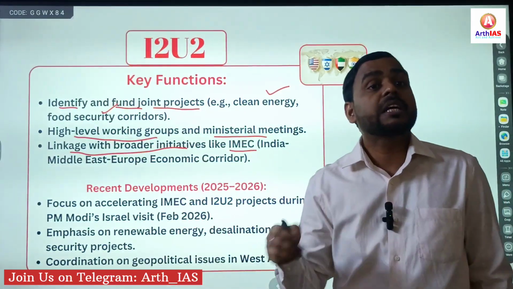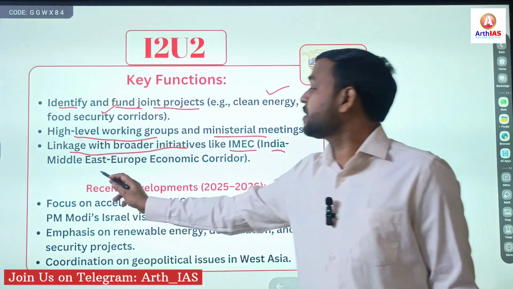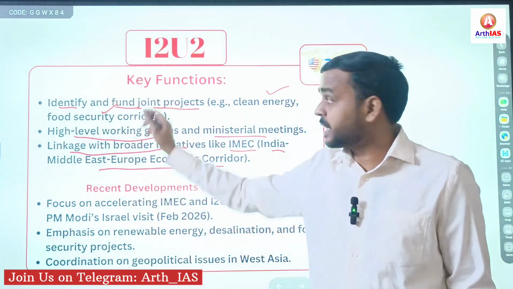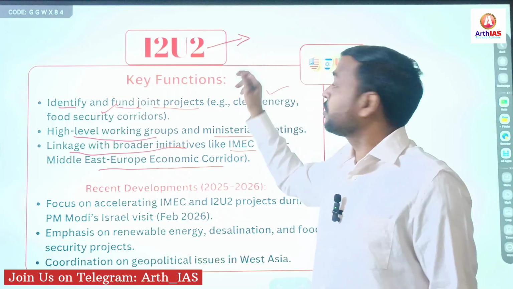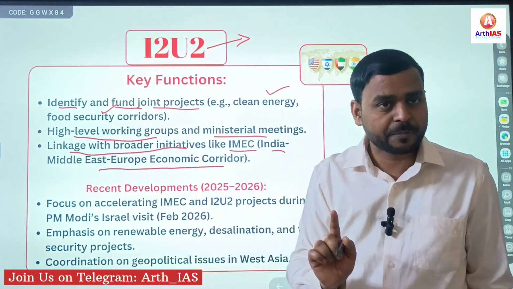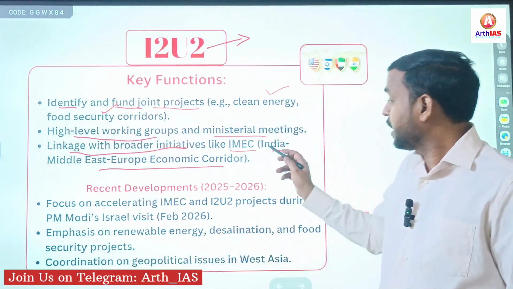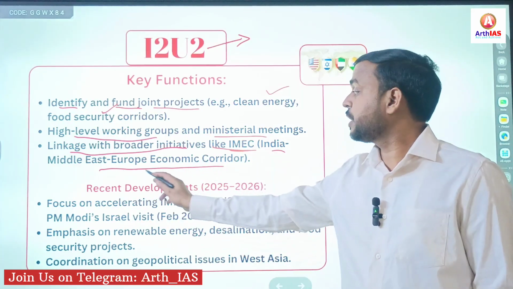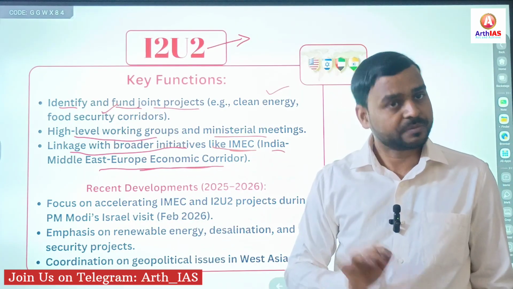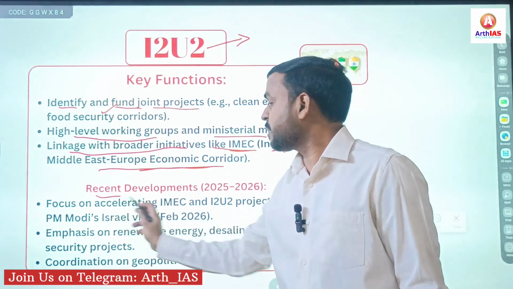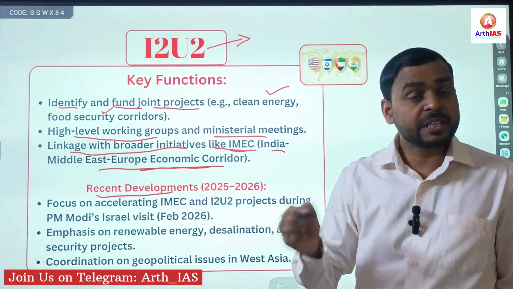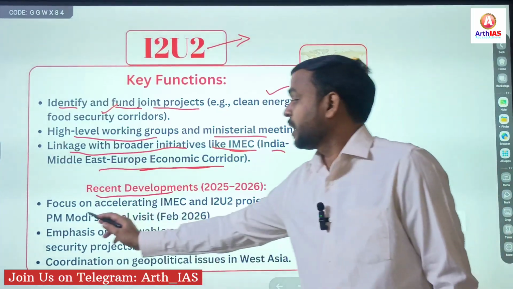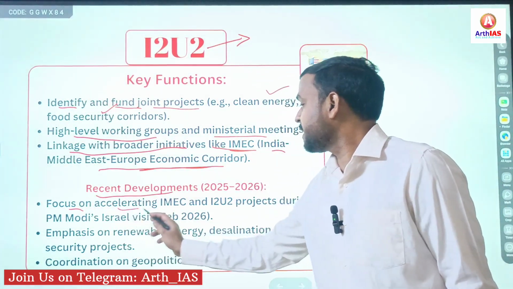What is IMEC? Its full form is India Middle East Europe Economic Corridor, right? And as we have discussed, its main focus is what? Strategic economic grouping, right? That's why initiatives like IMEC, India Middle East Europe Economic Corridor. Next, recent developments. These are very important. Generally, UPSC asks about recent developments, right? So it focuses on accelerating IMEC.